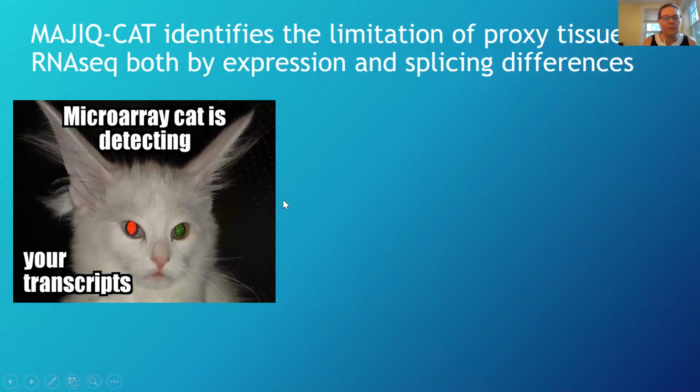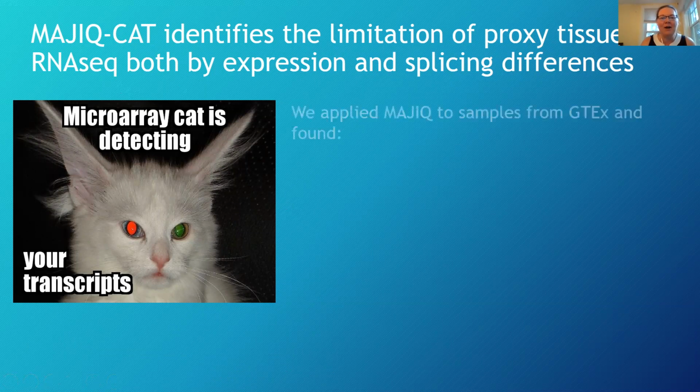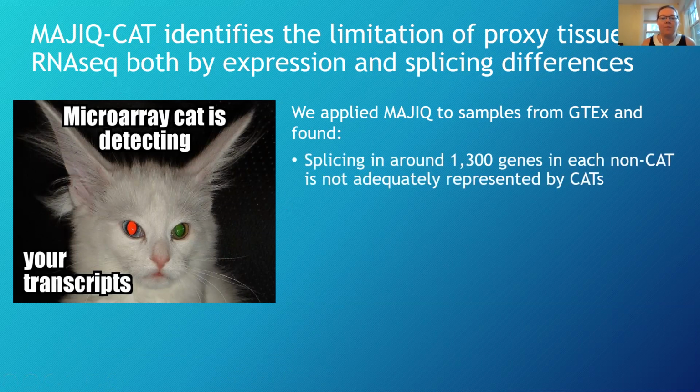And so because my students are cooler than I am and found fun memes, this is our microarray cat detecting our transcripts on our RNA splicing here. So, big picture, what we found: there are about 1,300 genes for each particular non-cat tissue, so that's for the amygdala or the spleen or the testes, that's not represented by any of the cats. So none of those genes are ever going to be able to have the variants identified on RNA-seq for them.